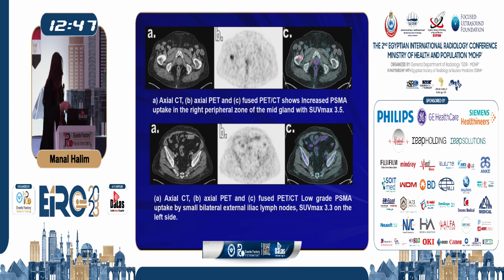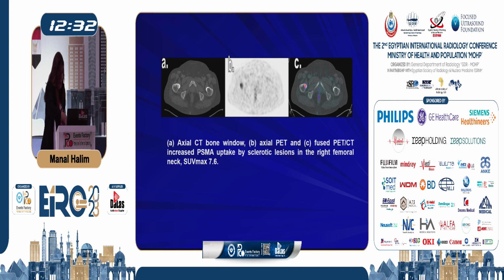While on the pelvic scans of the same patient, CT scan and PET scan, and this is the fused scan, another finding is found with high activity: a very small sub-centimetric left-sided external iliac lymph node was seen. And on the bone scan of the pelvis, the CT reveals nothing, but here there is high uptake of PSMA at the femoral head, corresponding to a sclerotic bone metastasis of the femoral head.